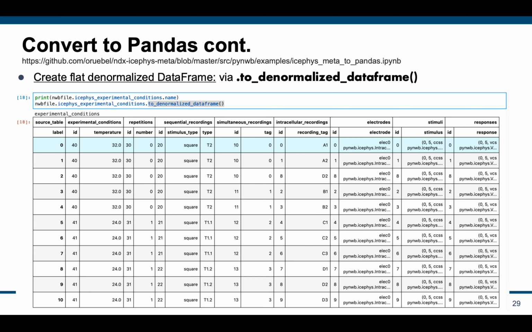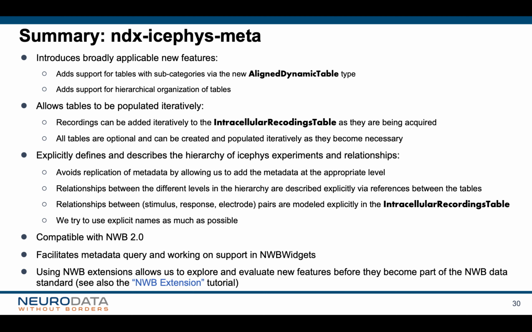So here we have an example for the experimental conditions table, where you then see, for example, that the experimental condition with ID 40 is being replicated 5 times, and then all the metadata associated with this also replicated. The advantage of this approach is that, again, it provides us with a nice table that is easy to query and interact with and visualize and use.